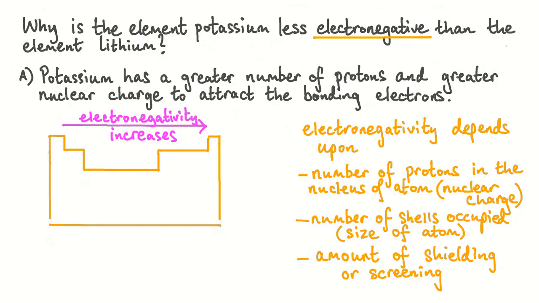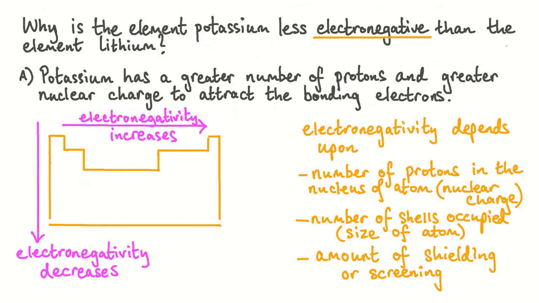As we move across a period in the periodic table, electronegativity values generally increase. This is due to increasing nuclear charge, the same number of shells being occupied, and therefore no additional screening or shielding. As we move down a group, electronegativity values decrease. Although there are more protons in the nucleus of these atoms, the number of shells being occupied is increasing. This increases the amount of shielding or screening, and this factor outweighs the increasing nuclear charge.